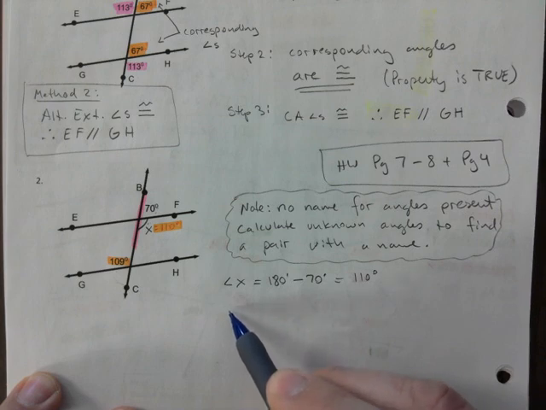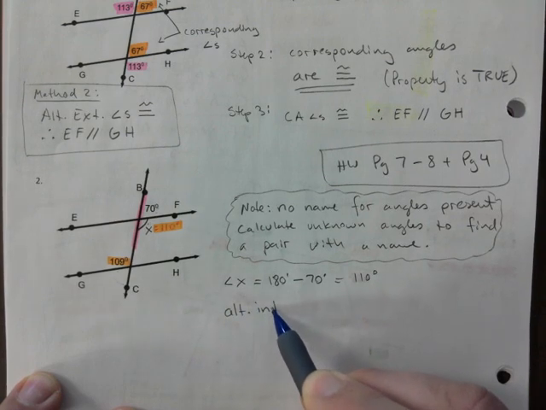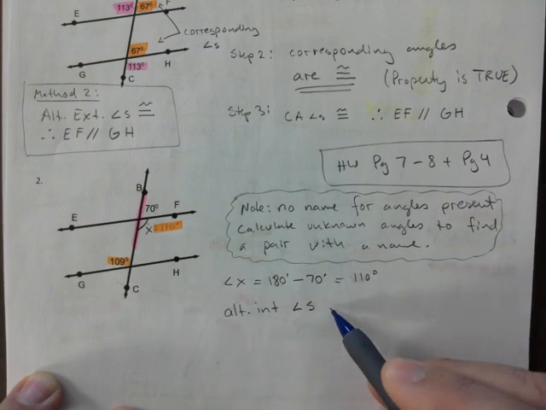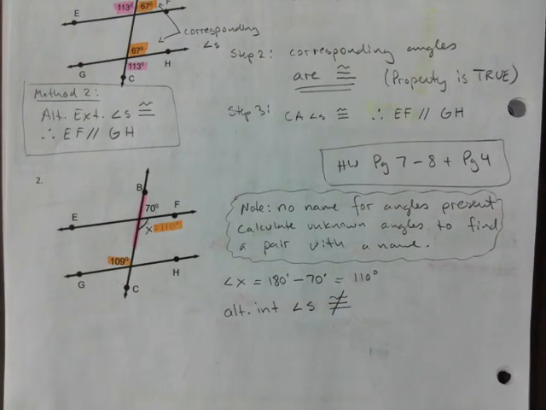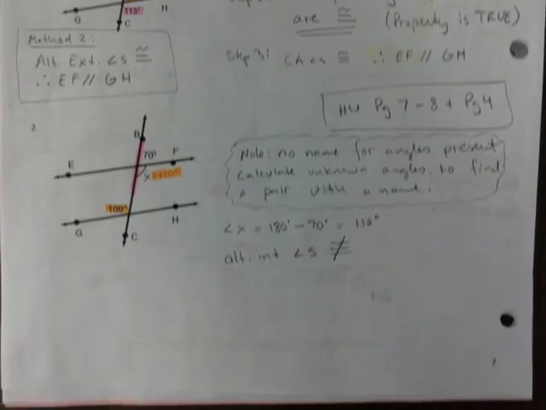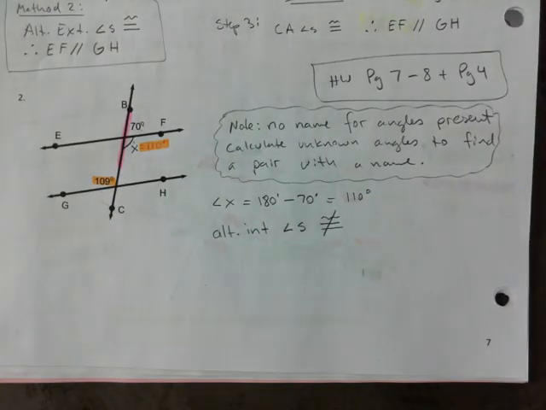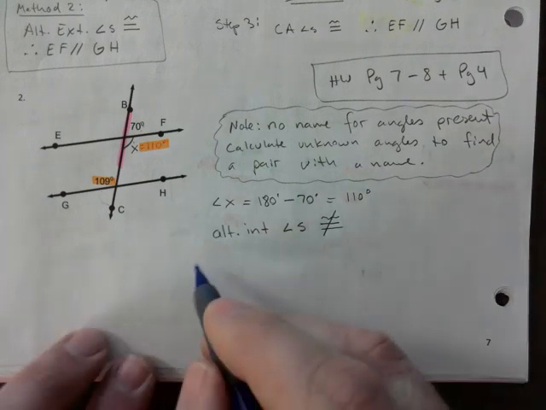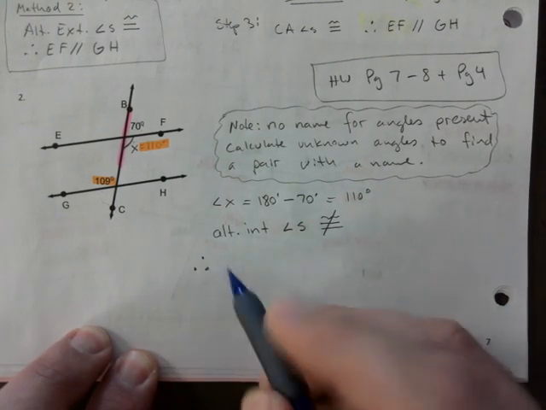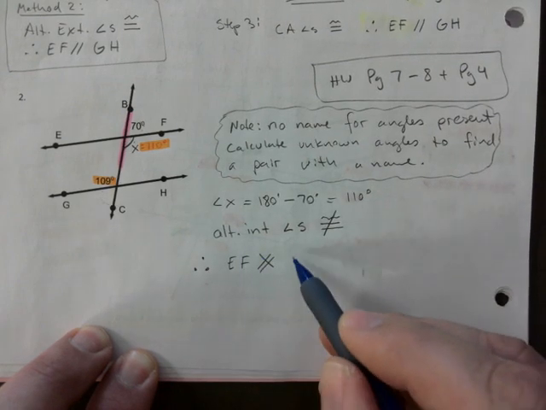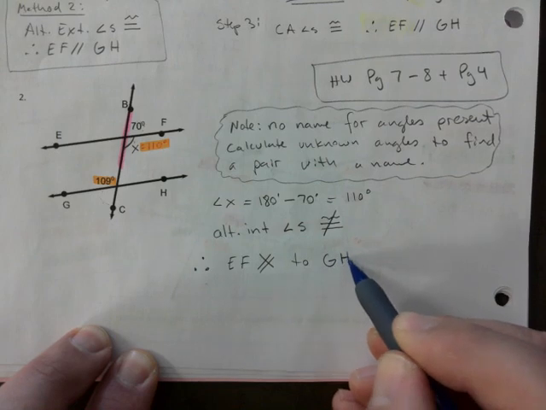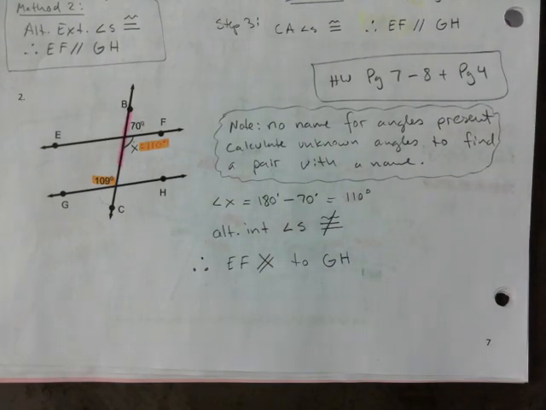So now you look at these two. They are alternate interior, correct? You agree with me, right? And now you can actually make a conclusion here. Alternate interior angles are not congruent, correct? Whenever it's not, just cross off the symbol. That's basically how it goes. Alternate interior angles are not congruent. Therefore, EF is not parallel to GH. It failed. It failed the test.